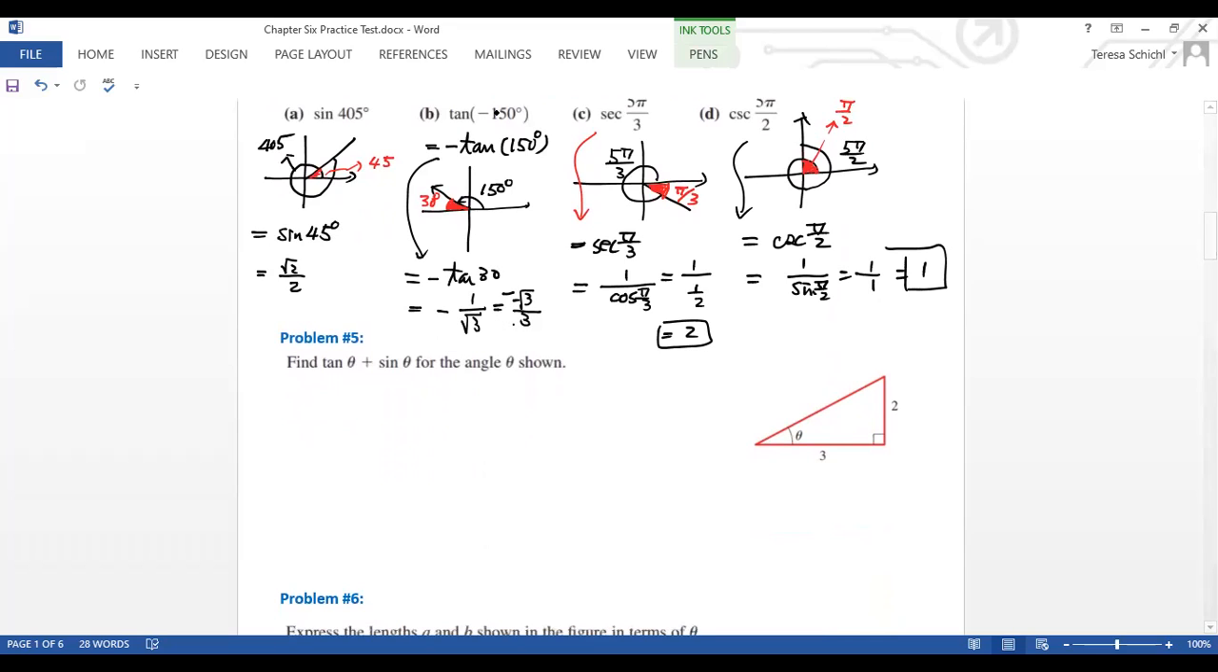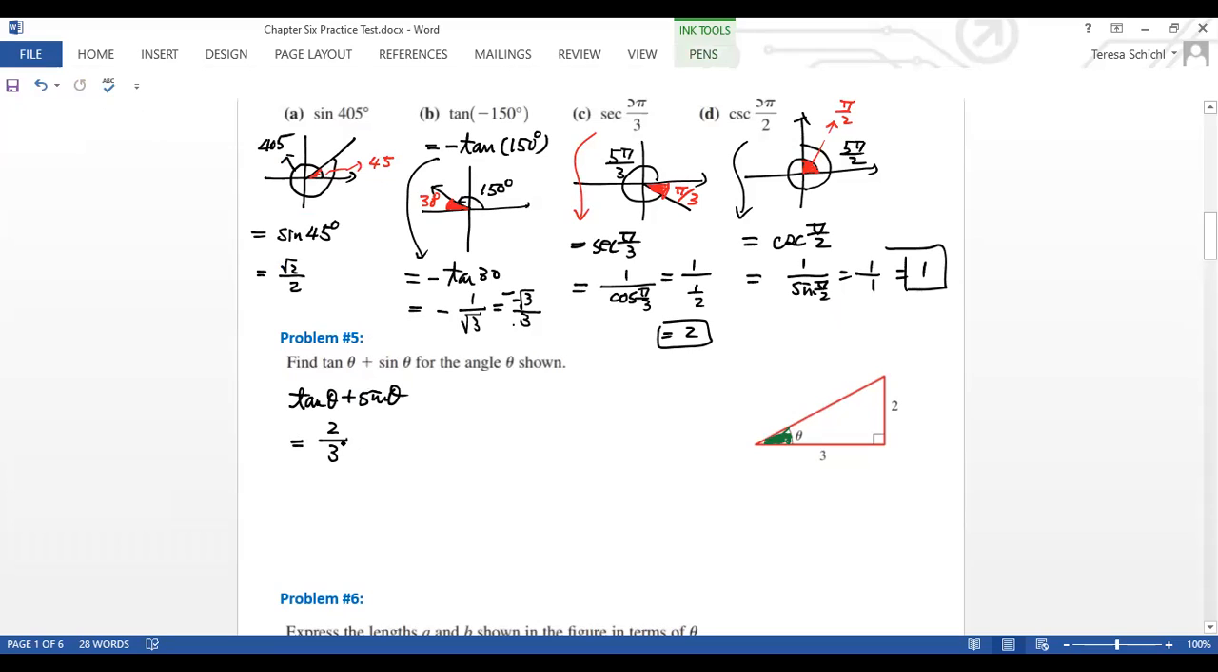Number 5 says, find the tangent theta and sine theta using the theta given here. So this is the theta here, right? We know the tangent theta plus sine theta. Tangent is opposite over adjacent, so what is here is 2/3, right?